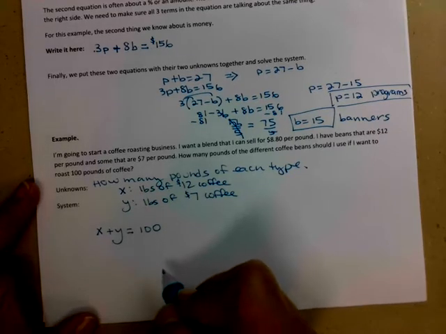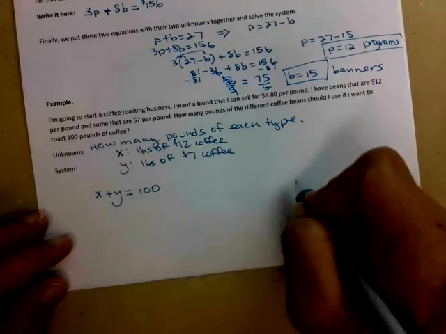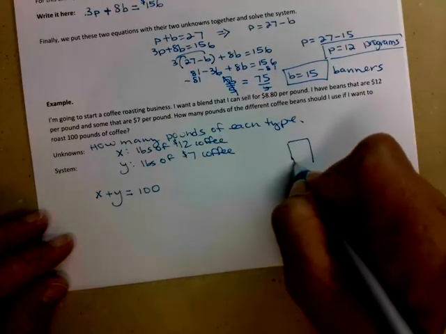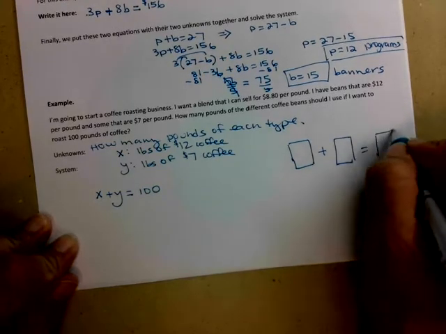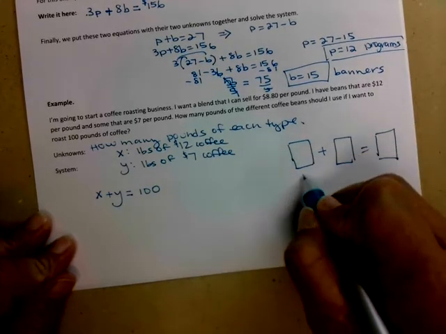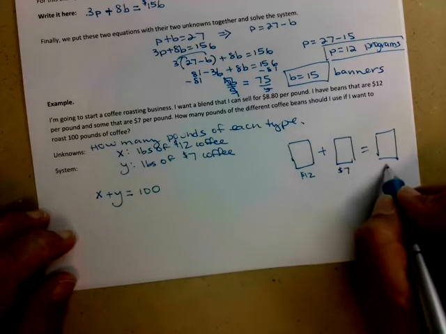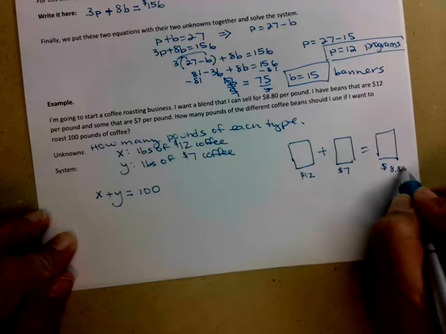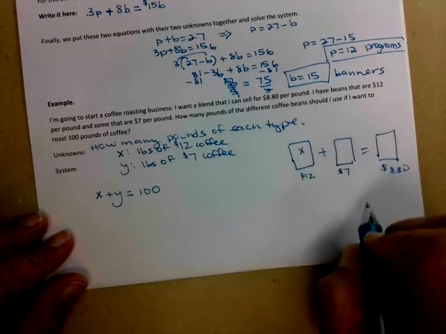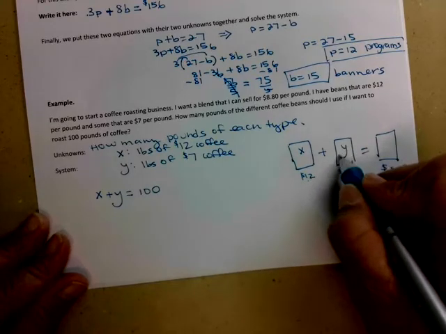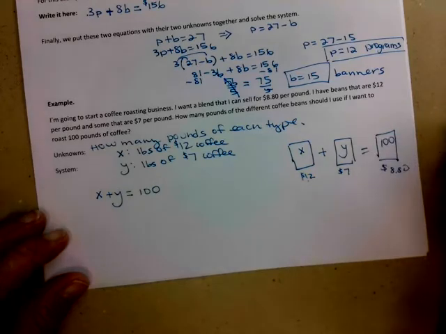The other one is going to be about money again. So let's think about how much money is going into this coffee. And so another way, I said I was going to draw a picture. Here's what this picture looks like. So this is my $12 a pound coffee and my $7 a pound coffee, and I'm going to end at $8.80 per pound. And this amount here is X pounds of the expensive stuff, Y pounds of the cheap stuff, and when I'm done, I want 100 pounds.